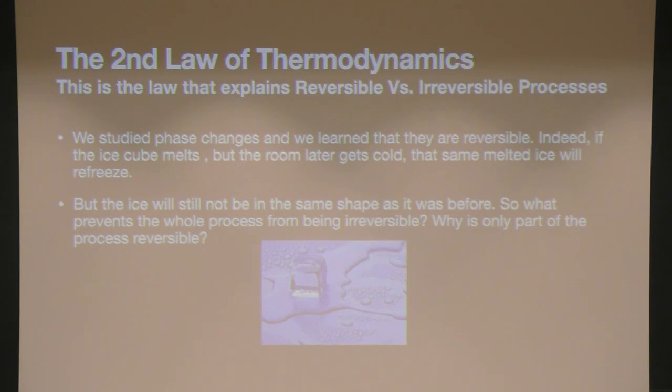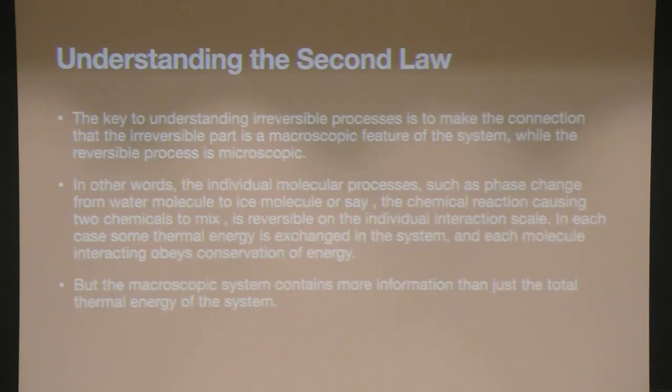And this is where we're going to talk about the second law of thermodynamics. And this is the law that explains reversible versus irreversible processes. We studied phase changes and we learned that they are reversible, and that is true. But why is only part of the process reversible? Only the part where the water molecules themselves refreeze. The phase change part is reversible, but going back into the shape that it was in is irreversible. So why is that the case?